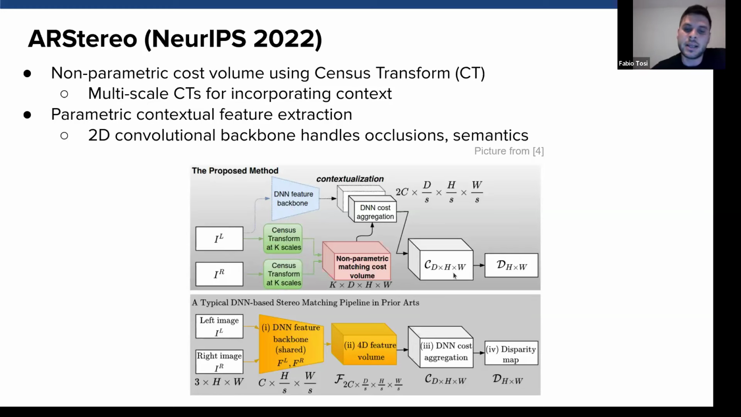So the final cost volume is just a combination of this information. And then the network processes the cost volume using a standard encoder-decoder structure with 3D convolutions before extracting the disparity.